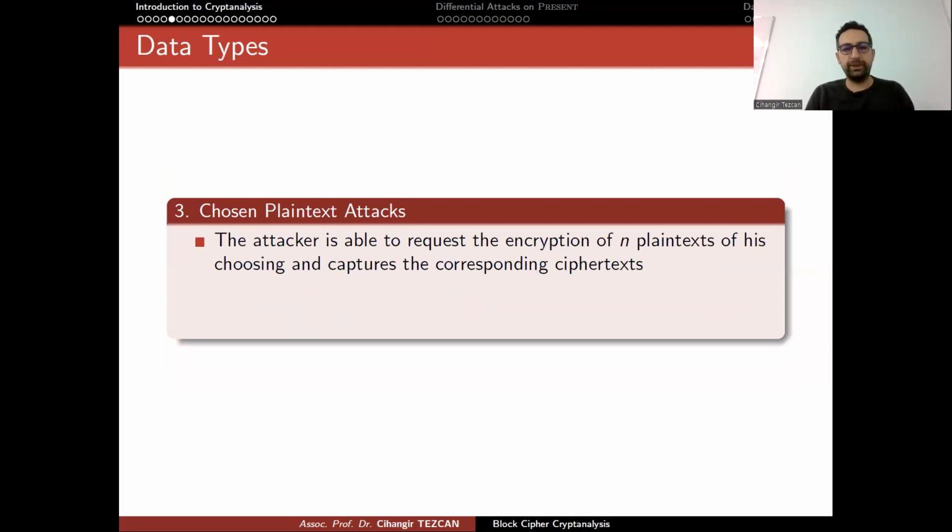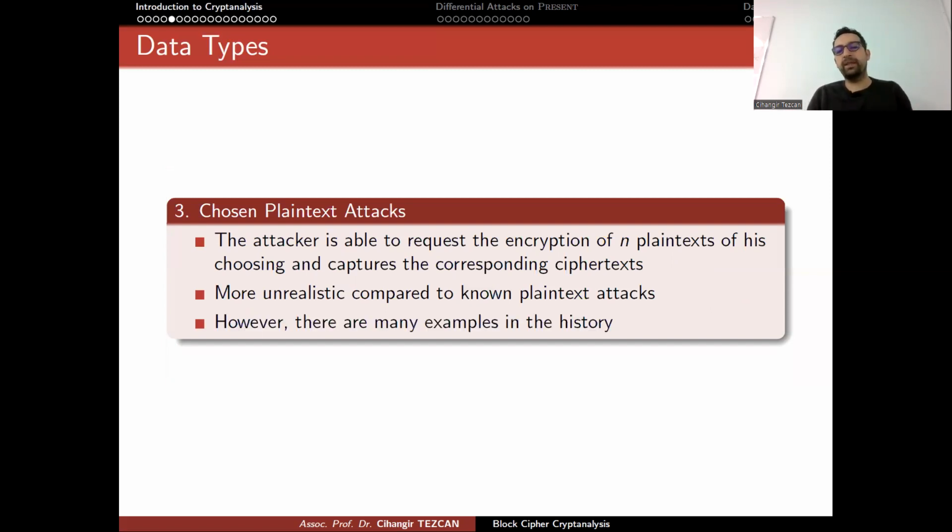Okay, chosen plaintext attacks. The attacker is able to request the encryption of n plaintexts of their choosing and captures the corresponding ciphertext. So it is like the previous one, but in this case, you actually request plaintext in some formats. More unrealistic compared to known-plaintext attacks. However, there are many examples in the history, but again, as I said, if you have the device, then you already have control on the plaintext, right? So this way, this attack works.